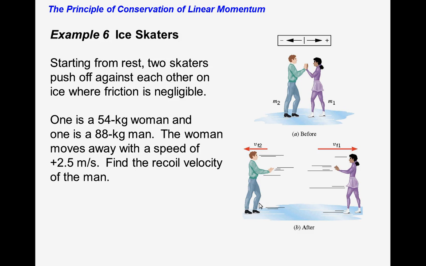I'm getting a negative number. That makes sense. He's traveling the negative x-axis, and he's not going as fast as she is. She has less mass, so she gets more velocity. He has more mass, he has less velocity.